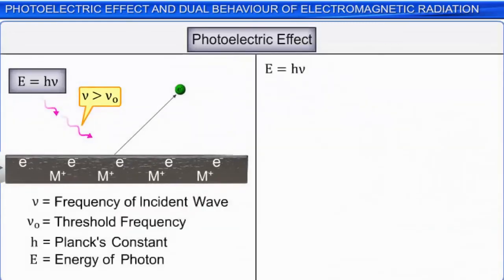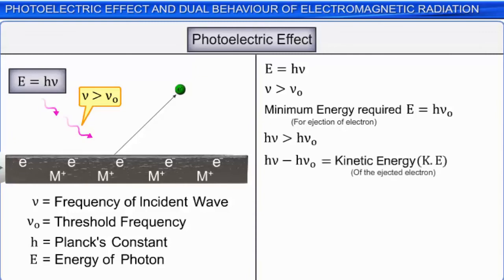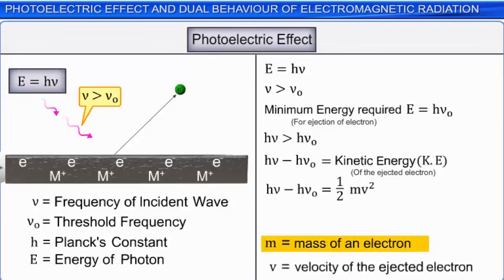Let us assume that the frequency of the photon of incident light nu is greater than the threshold frequency nu0. In other words, the striking photon has energy equal to h nu, and the minimum energy required to eject the electron is h nu 0. As the energy of the incident photon h nu is greater than h nu 0, the remaining energy, that is h nu minus h nu 0, is imparted as kinetic energy to the electron. Thus, h nu minus h nu 0 is equal to half m v square. Here, m is the mass of an electron and v is the velocity of the ejected electron.